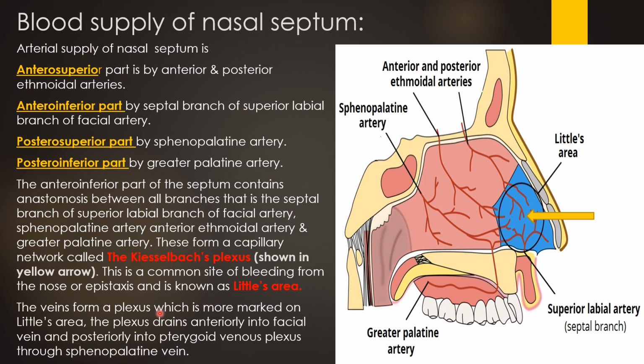The veins form a plexus which is more marked in Little's area, and the plexus drains anteriorly into the facial vein, and posteriorly it drains into the pterygoid venous plexus through the sphenopalatine vein.